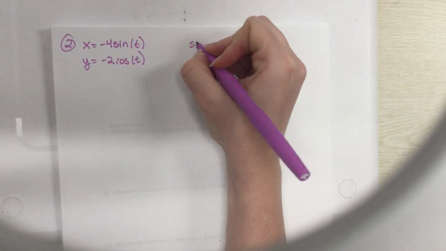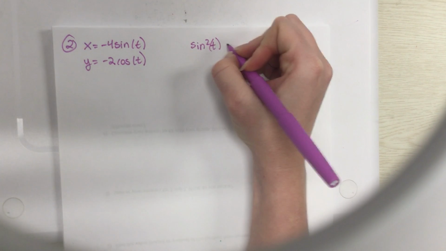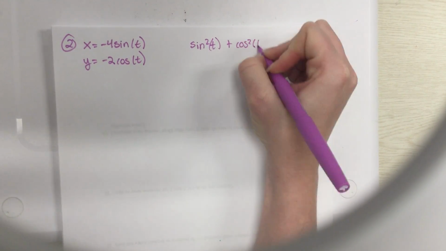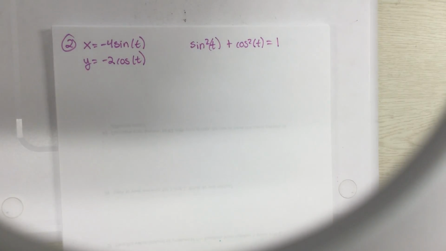We're doing the same thing with writing it as a rectangular equation. Sine squared of t plus cosine squared of t is equal to 1. So you need to solve for sine and cosine first.